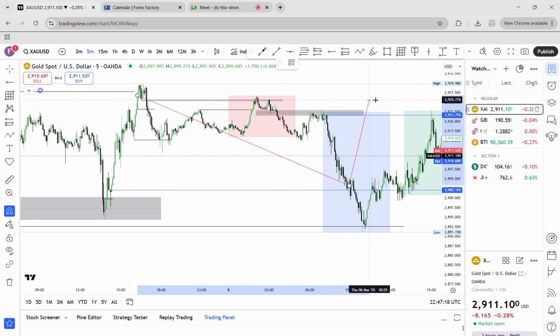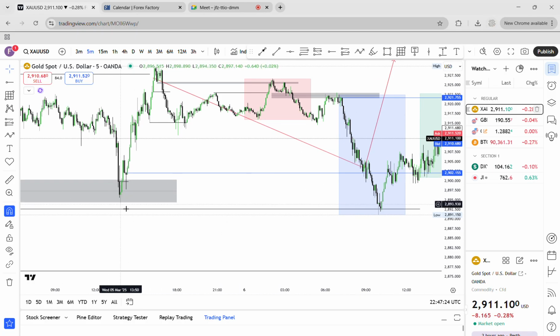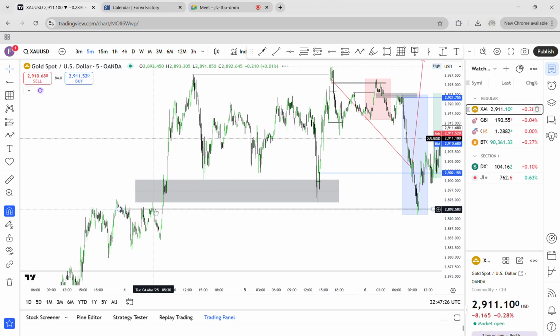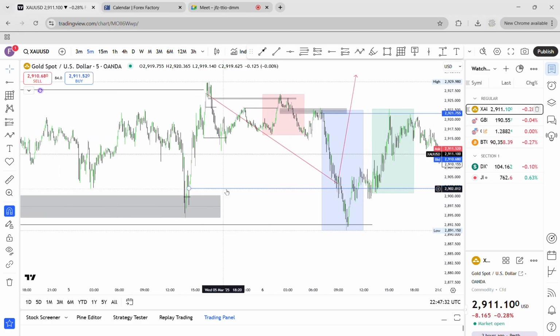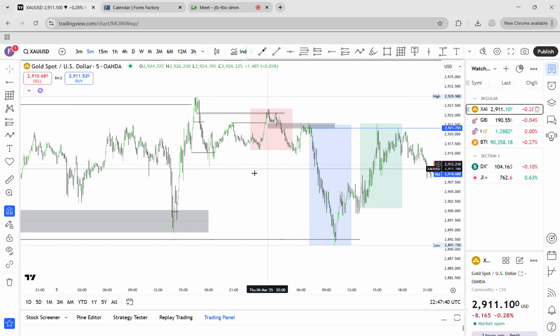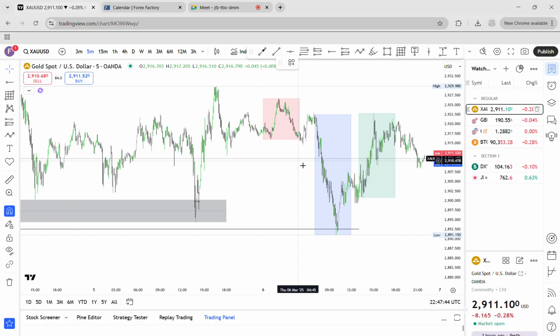Price might just retest this area and continue going higher. So this is a safe bet. Of course, the low is a safe bet before this higher time frame point of interest. What about if you don't know there is a point of interest right here? This will be your safe bet. Is that understood? Yes, in hindsight it is.